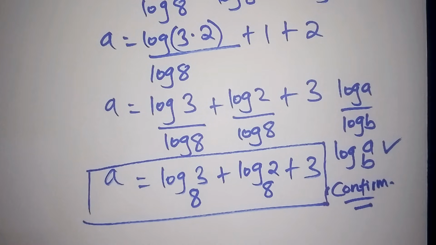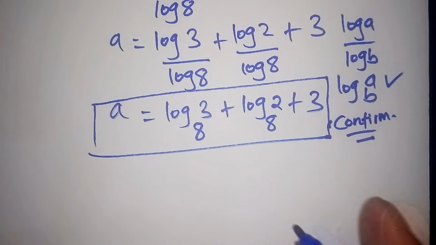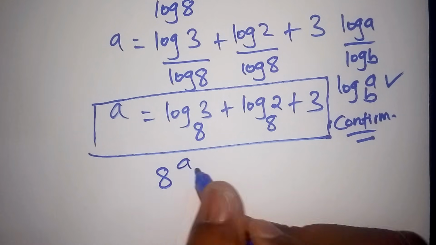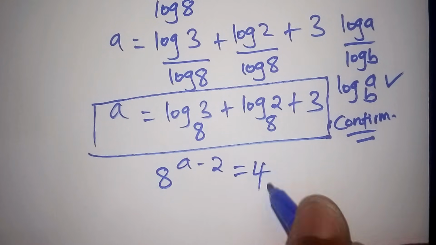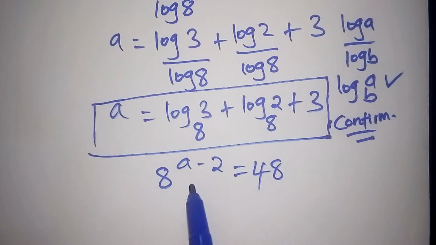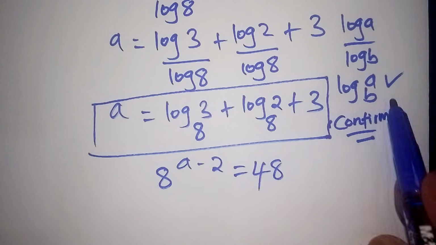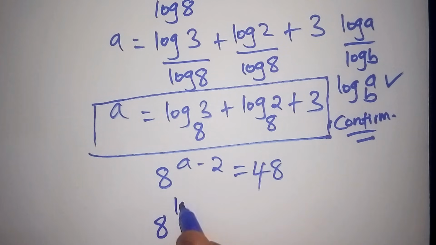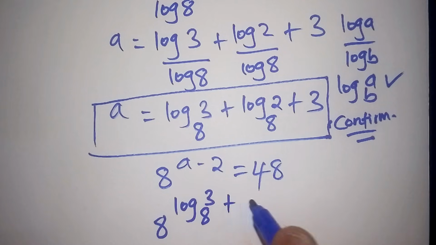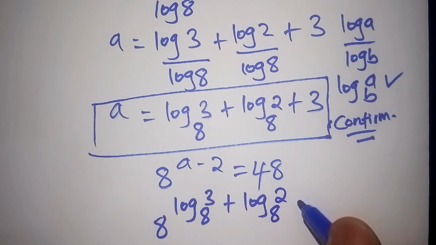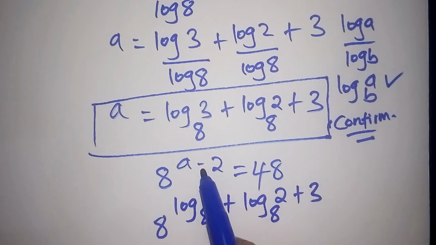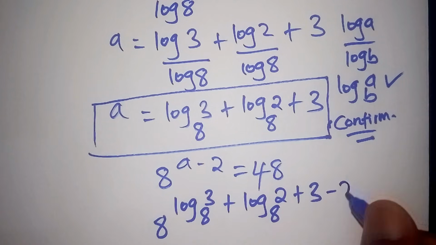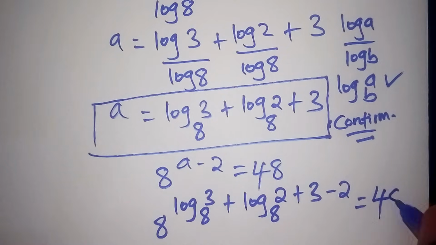So let me now bring our problem. Our maths problem was 8 to the power of a minus 2 equals 48. Since where there is written a, we shall write all of this. So now we shall have 8 to the power of the log of 3 to the base of 8, plus the log of 2 to the base of 8, plus 3, then minus 2, equals 48.